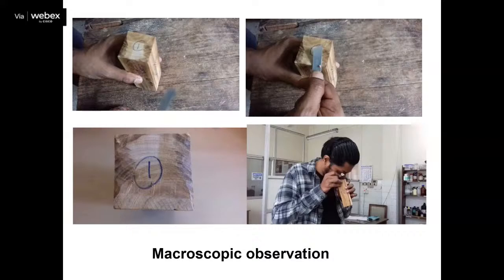Whenever we are seeing, we look at where the growth ring is present. Whatever photographs you are seeing, this is microscopic observation. With the help of the lens, we can see what type of growth ring is present, whether it is distinct or not distinct, whether it is ring porous or diffuse porous, whether it is hardwood or softwood. Then we have to see the pattern of parenchyma, vessels, and rays.